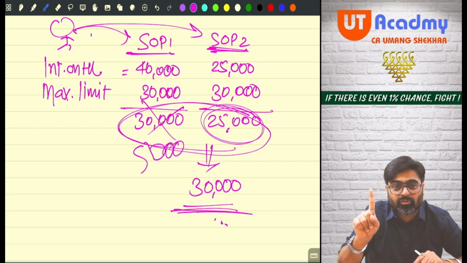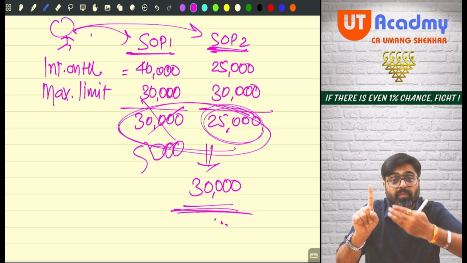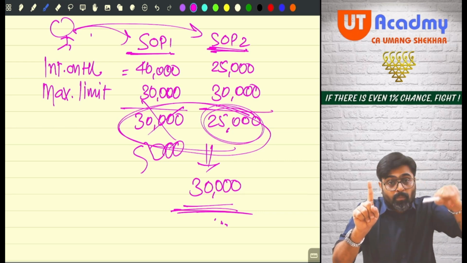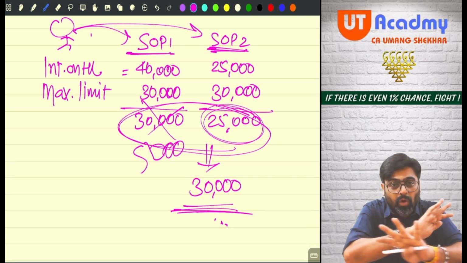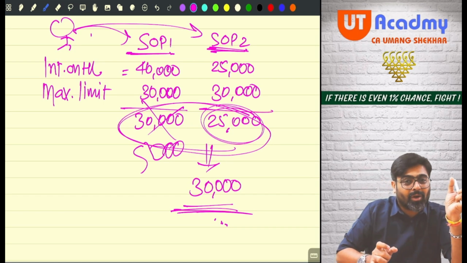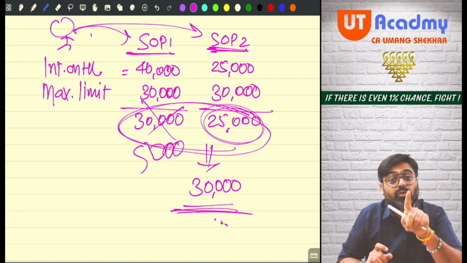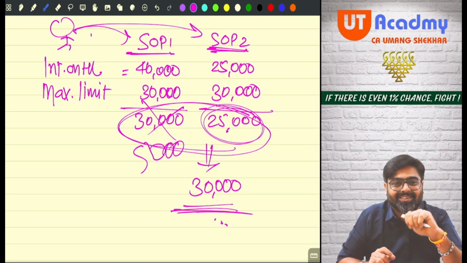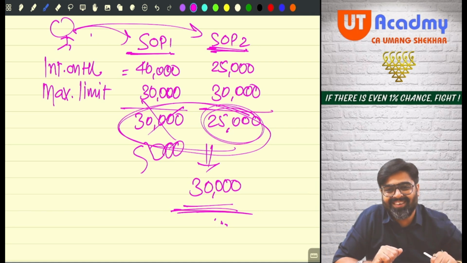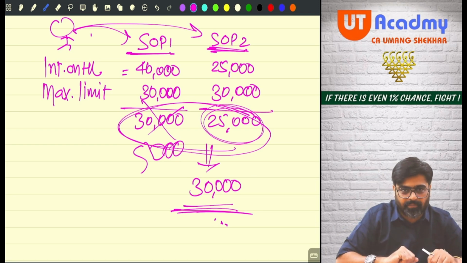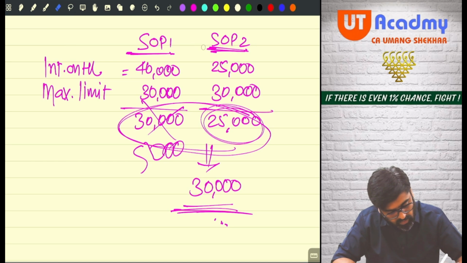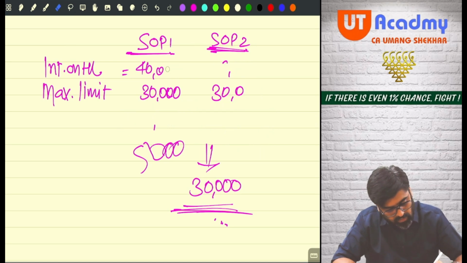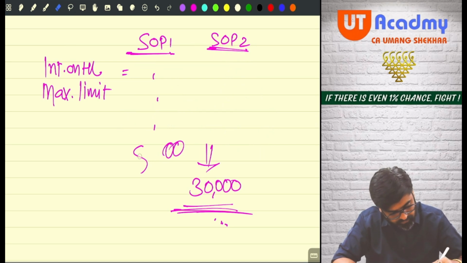Because for one assessee, for his one SOP or both the SOPs taken together, the total interest allowable cannot be more than 30,000 or cannot be more than 2 lakh. This 2 lakh or 30,000 is the overall limit of interest available to one assessee. Getting my point? Now here it was 30-30. What if I change this example a little bit? Okay. Now what I will do, pay attention.